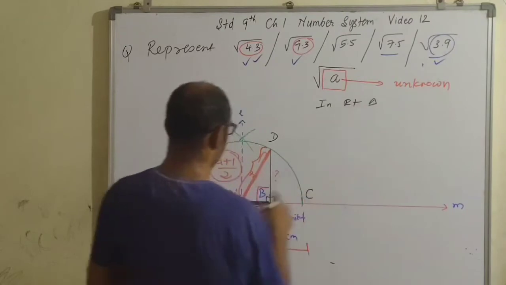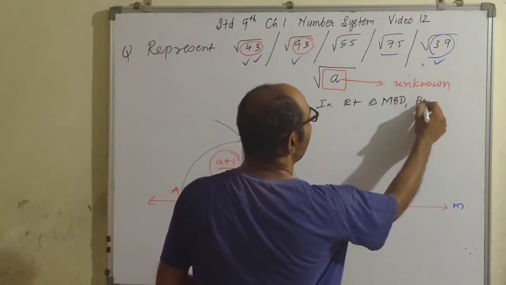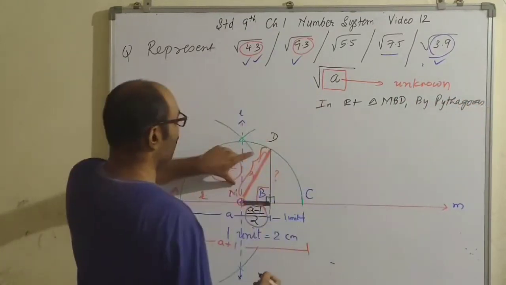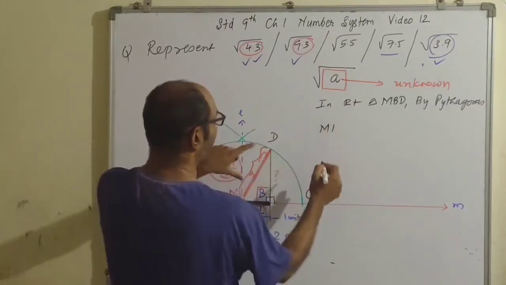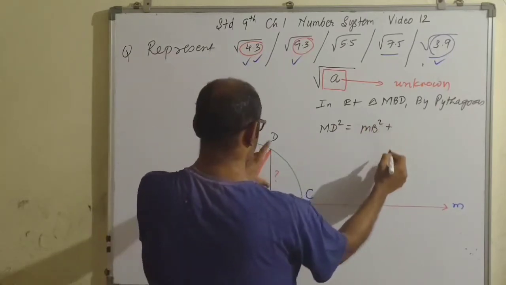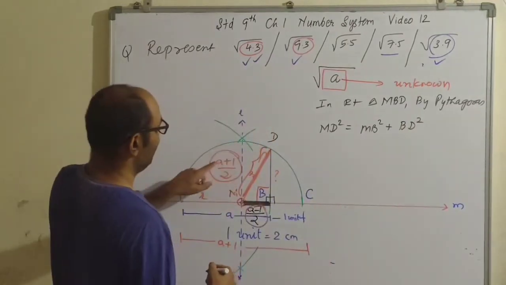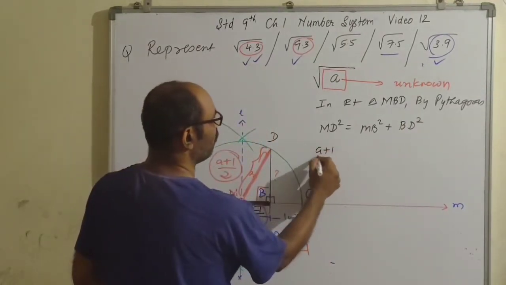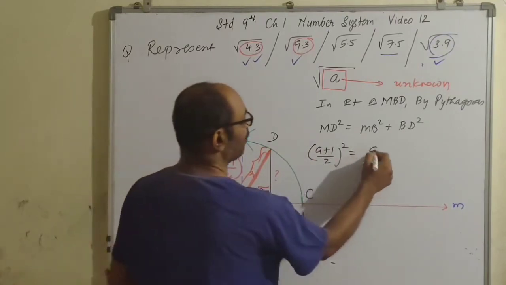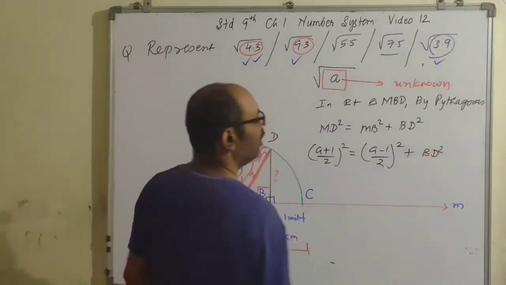In right triangle MBD, by Pythagoras, hypotenuse is MD. So MD square is equal to MB square plus BD square. Chaliye. What is MD? A plus 1 by 2. So A plus 1 by 2 whole square. What is MB? A minus 1 by 2, and the whole square, plus BD square.